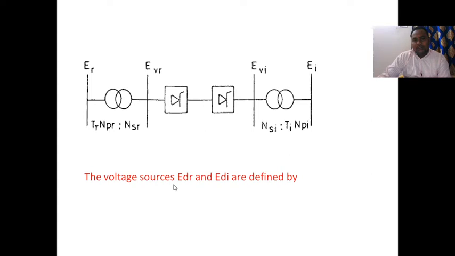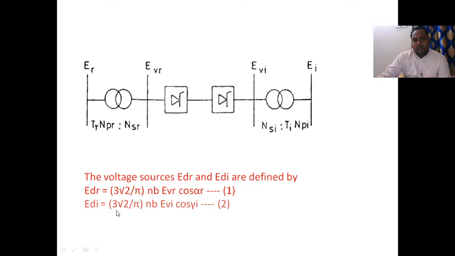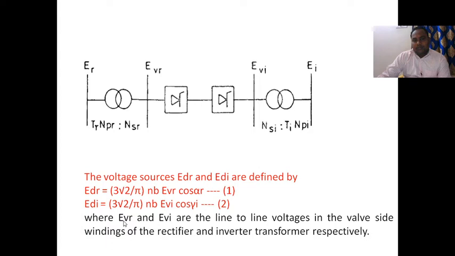The voltage sources EDR and EDI are defined by the equivalent circuit. EDR is equal to 3 root 2 by pi NV EVR cos alpha R. EDI, that is, the inverter voltage, is equal to 3 root 2 by pi NB EVI cos gamma I, where EVR and EVI are the line-to-line voltages in the valve side winding of the rectifier and inverter transformer respectively.